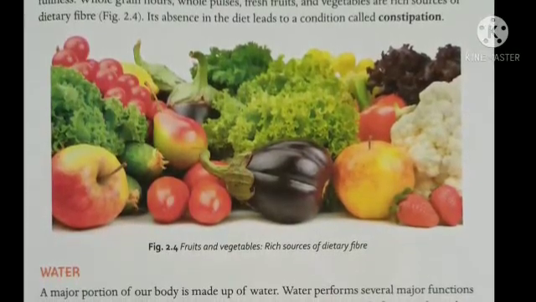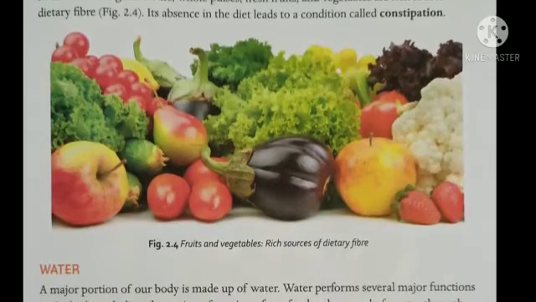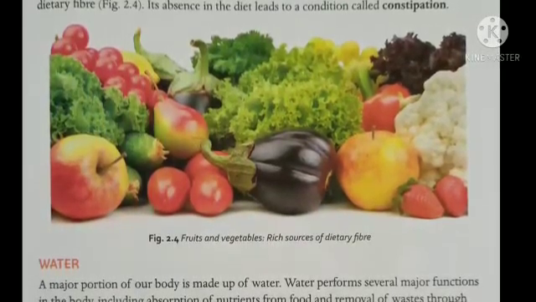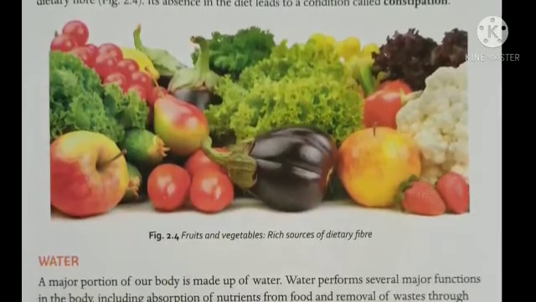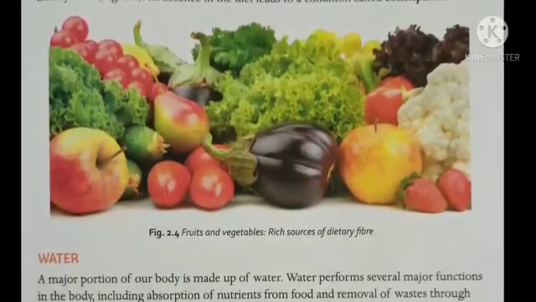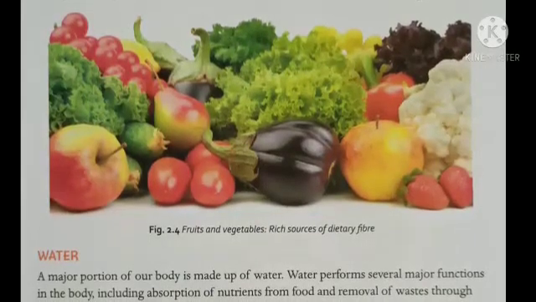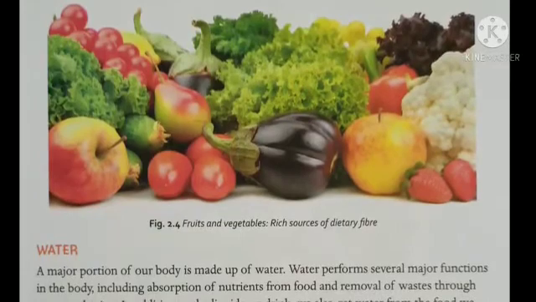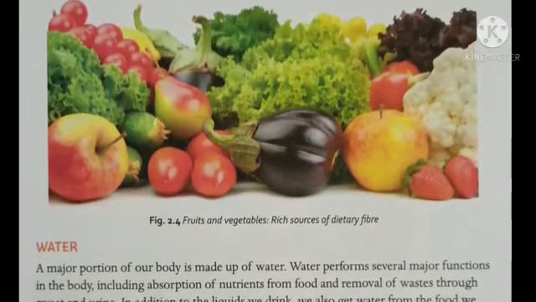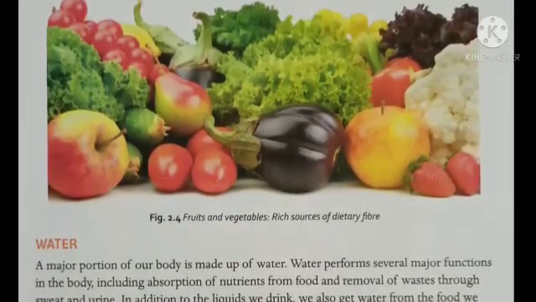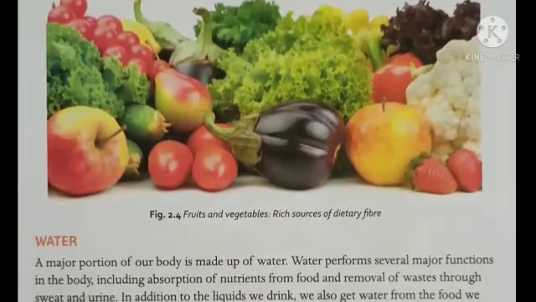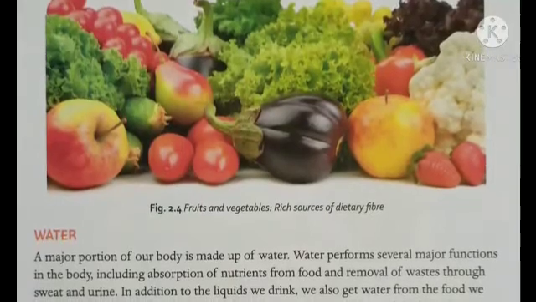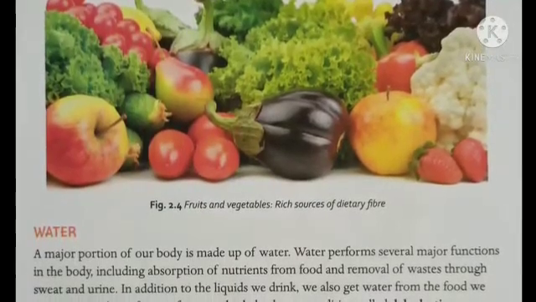So, now the next component of the food is water. So students, almost 65 to 75% of the human body is water. Water can absorb nutrients from food in our body and remove the remaining waste through sweat and urine. We not only drink water as a liquid, but also get water from the food we eat. Most of the juicy fruits contain the right amount of water, like watermelon and cucumber.